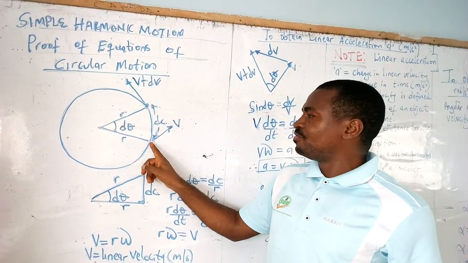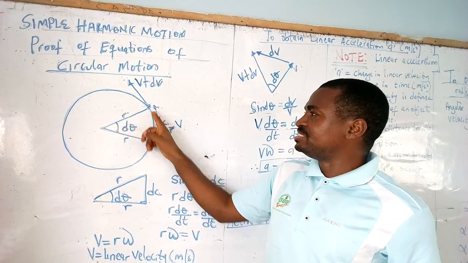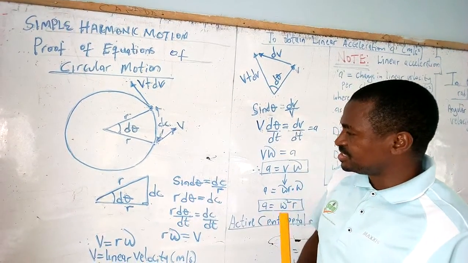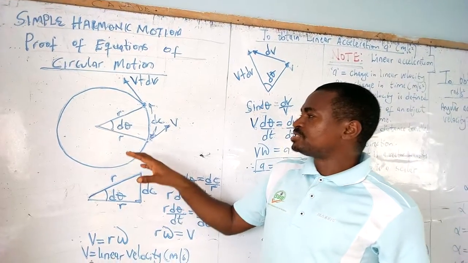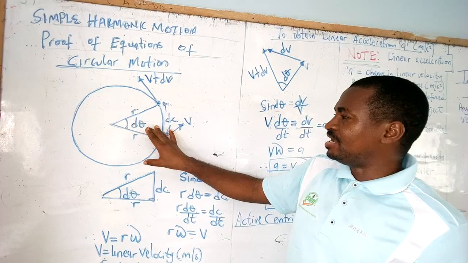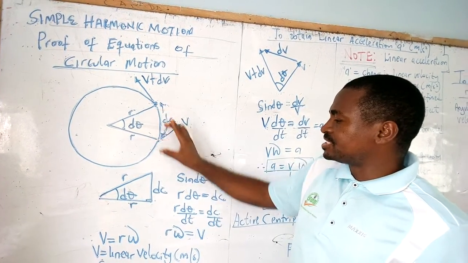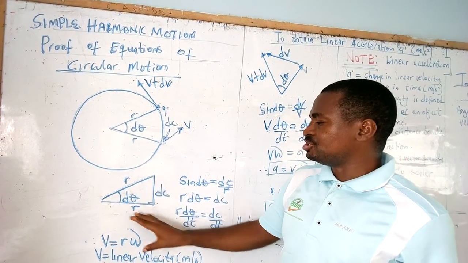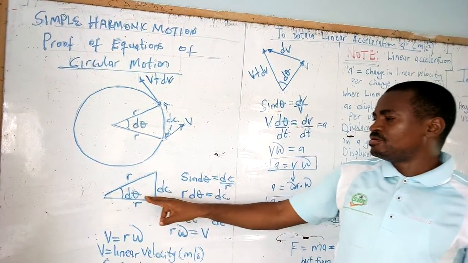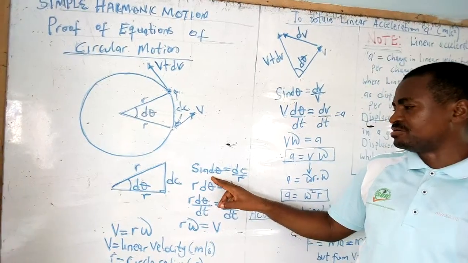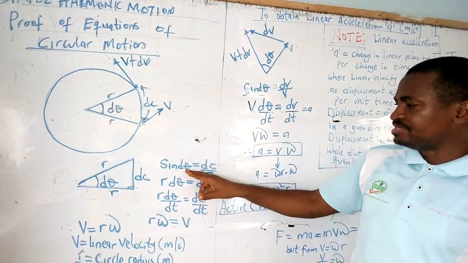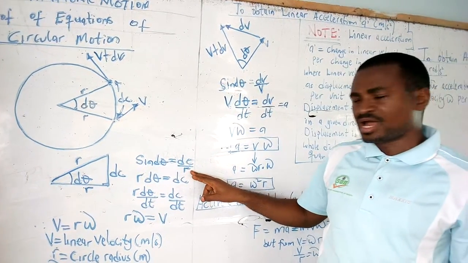When the body moves an infinitesimal distance, we have velocity plus change in velocity in that instance. Now, let us assume that this sector is an infinitesimally small sector. This sector is approximately assumed to be a right angle triangle. Now, sine of that small angle, called the infinitesimal angle, is given as opposite over what? Hypotenuse. Therefore, sine d theta is equal to dc over r.